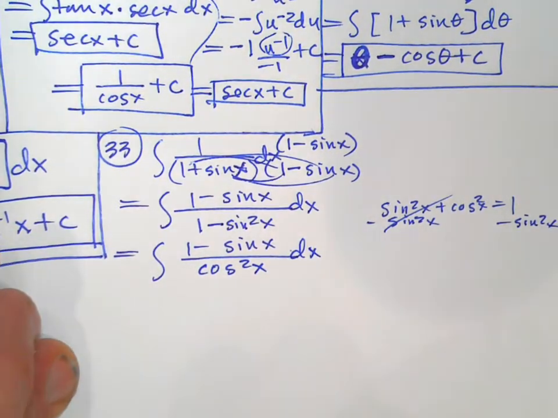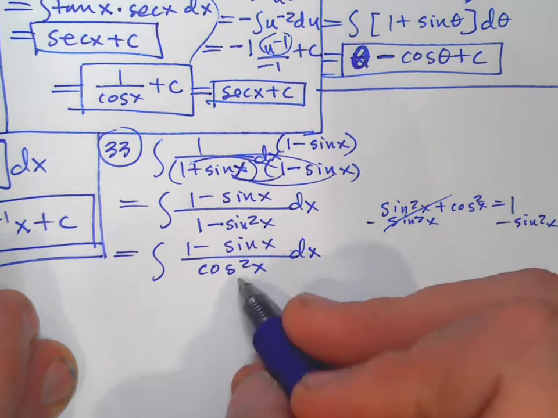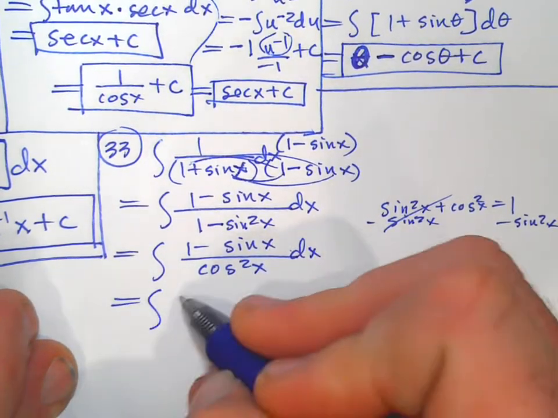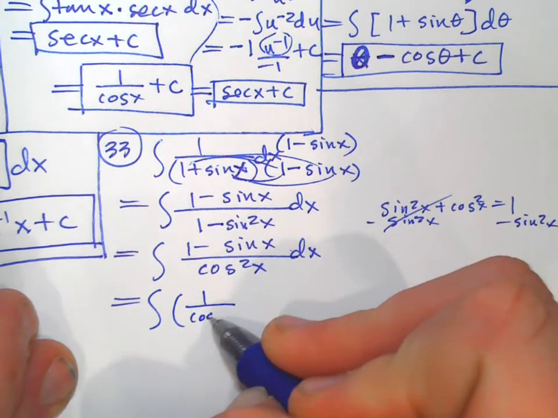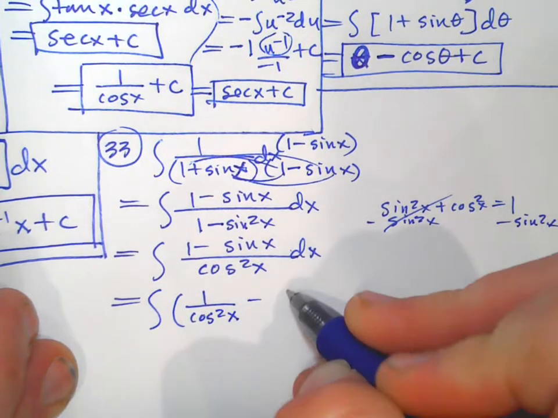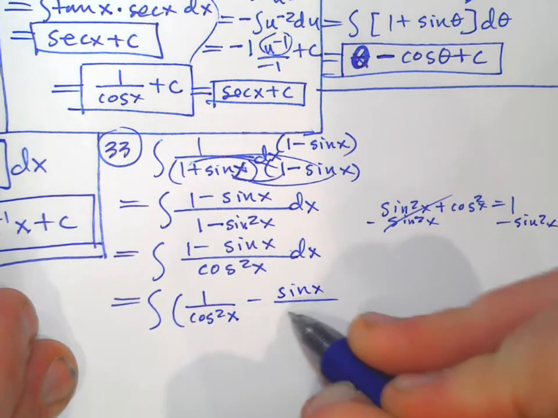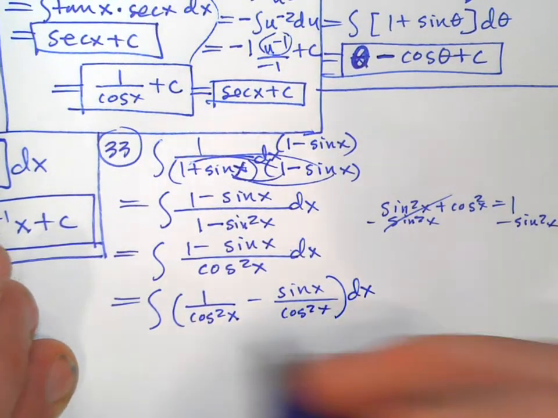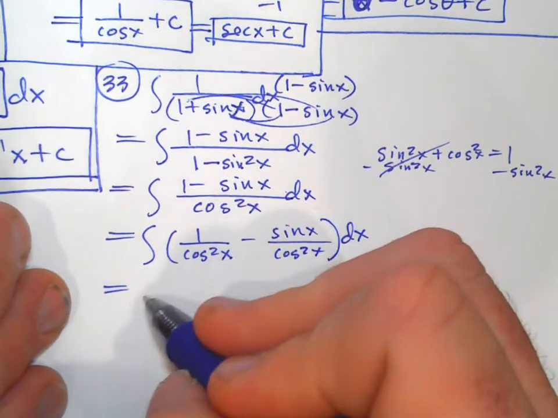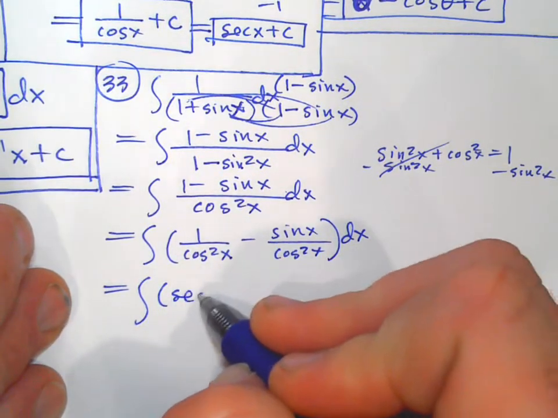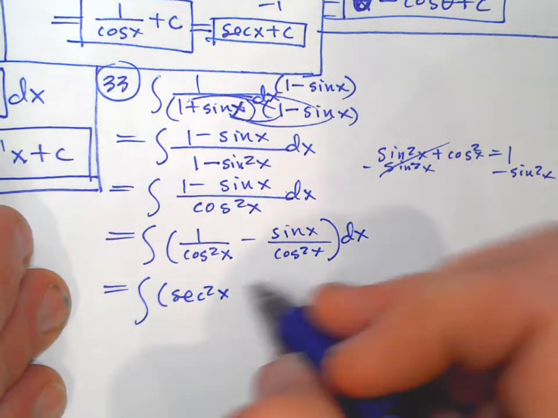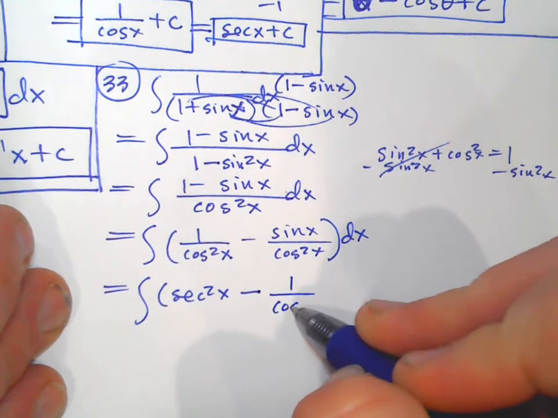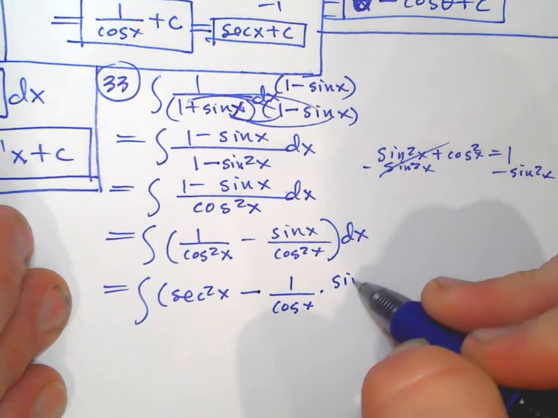Now you still might be thinking, well, what do I do? Well, at least now we can distribute the division on the bottom. When it was multiple terms, I couldn't break it up, so I'm going to go ahead and distribute it. 1 over cosine squared x minus sine x over cosine squared x, right? And then this first one, I'm going to rewrite as secant squared, which is a derivative rule I know. This one, I think I need to kind of break up and rewrite it: 1 over cosine, sine over cosine.